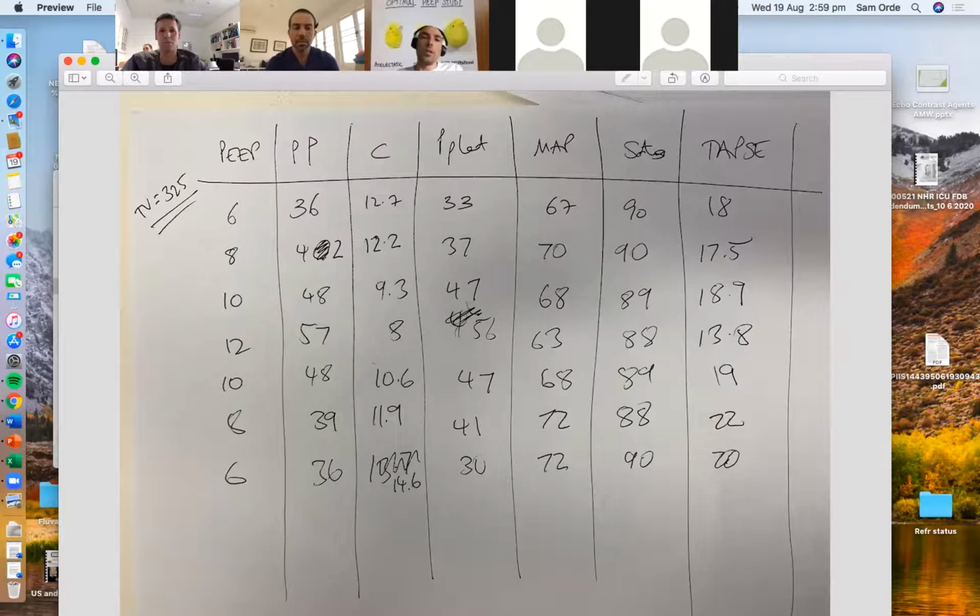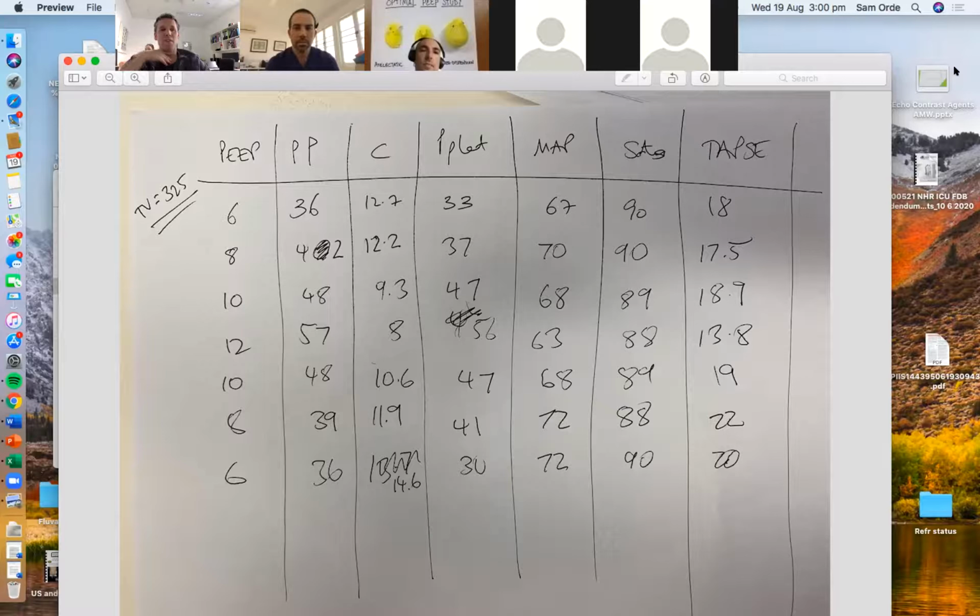I was just going to ask, how do you account for the fact that the plateau pressure rose so high out of context to the elevation in the PEEP? Like PEEP's gone up by 6 and plateau pressure's gone up by like 23. Was there clear evidence of gas trapping or dynamic hyperinflation at the time?